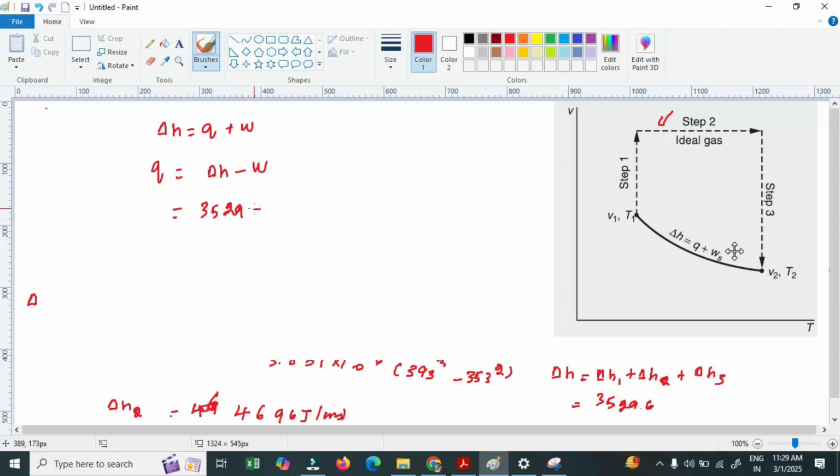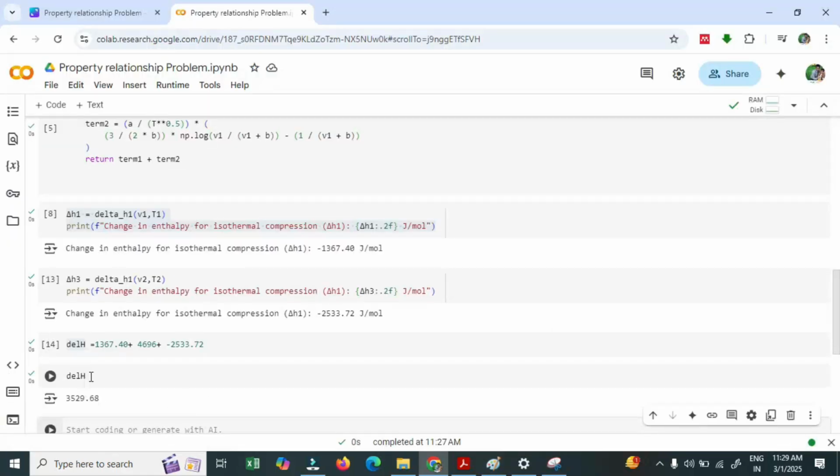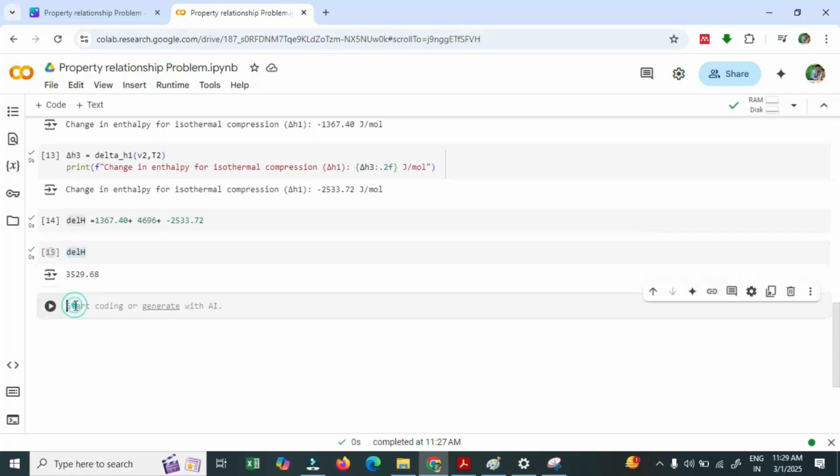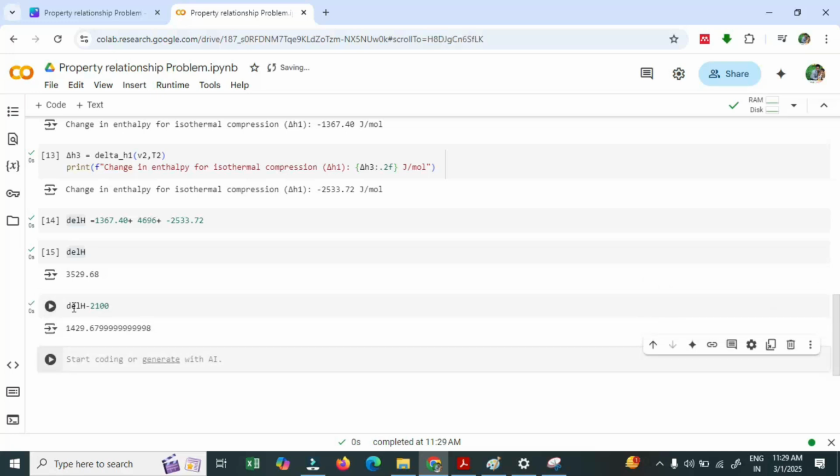That is, the heat supply per mole is equal to 1429.67. It is close to my exam value. In the next lecture, I'll be solving the same problem but using the departure function.